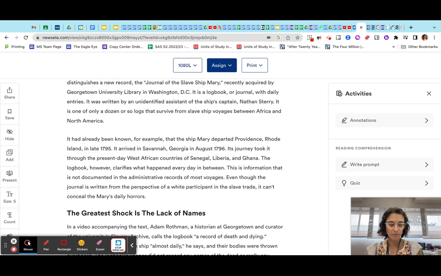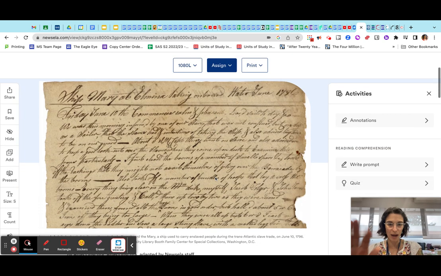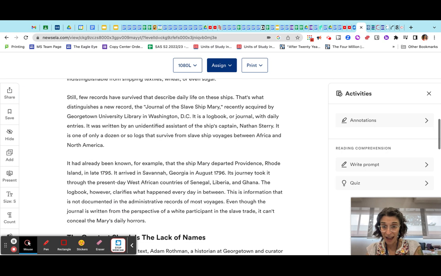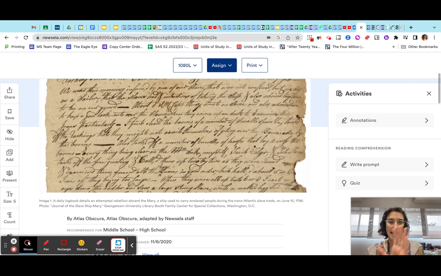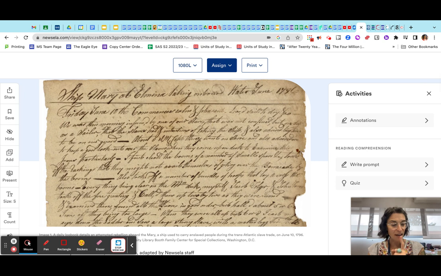Okay, so let's say I want to look at this primary source here. So who wrote it? When was it created? I just found out that it was created in 1795, and it was written by an unidentified assistant of the ship's captain. The ship's captain is Nathan Sterry. The assistant is unidentified. Okay, so I have here a source to learn about the transatlantic slave trade, and it is from 1795, written by the assistant to a captain of a slave ship.